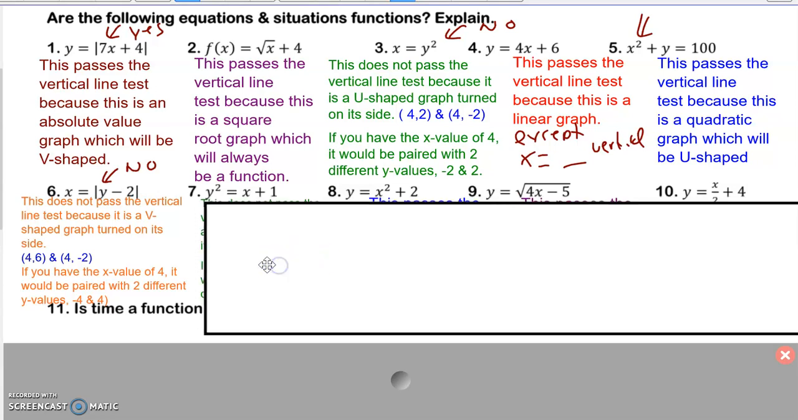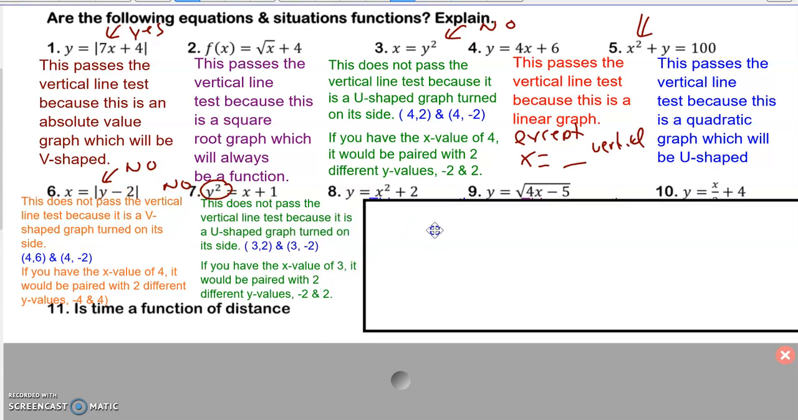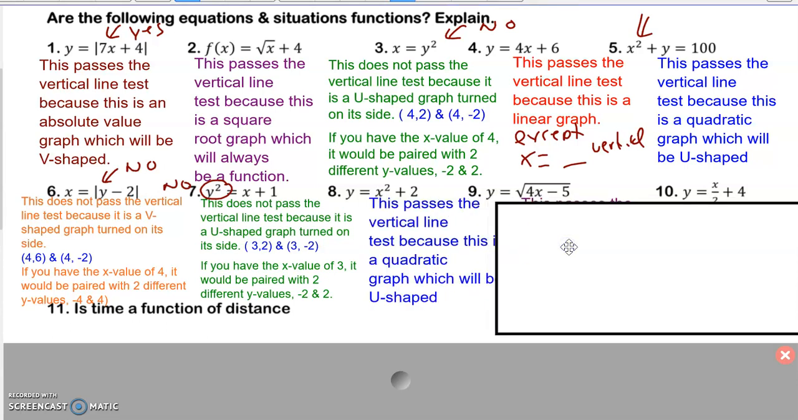Taking a look at this one, again, I can't have this. This is not allowed. That's a no. So it looks like a quadratic, but it isn't. It's a U-shaped graph turned on its side, so therefore it's not going to pass the vertical line test. However, when you get to number 8, it's the opposite. They're right next to each other, which is why I put it here. So this one is a yes, and the y's are a no. So this is quadratic, it's a U-shaped graph, and it's going to pass.